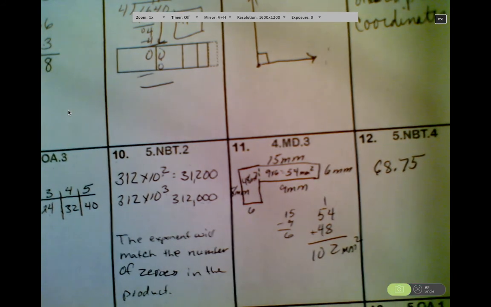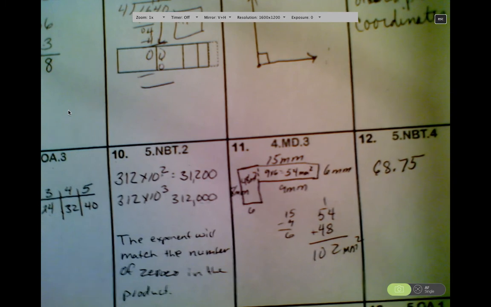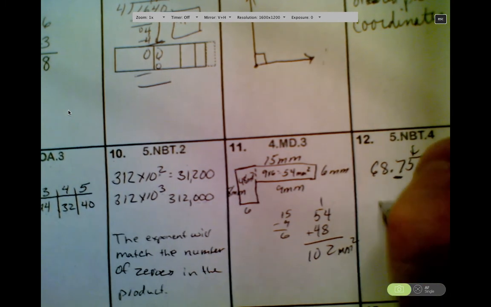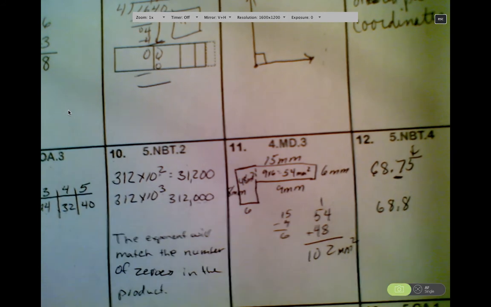Number 12, round 68 75/100 to the nearest tenth. Here's my nearest tenth right here. Look at my 5, and that'll give me 68.8, or 68 8/10.